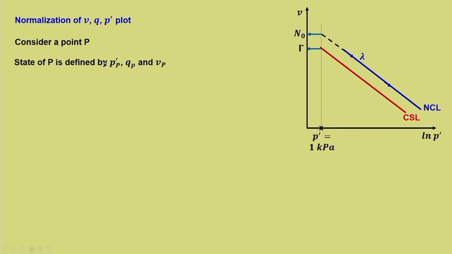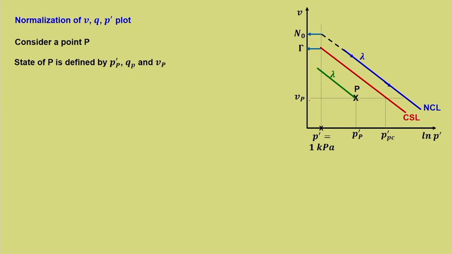Consider a point P. The state of P can be defined by assuming a line which is parallel to NCL with slope lambda passing through P. So the state of this particular point P can be defined by P dash P, VP as well as QP in the Q-P dash plot.